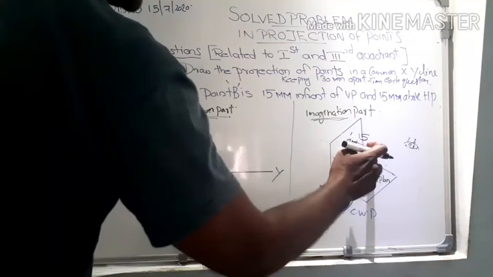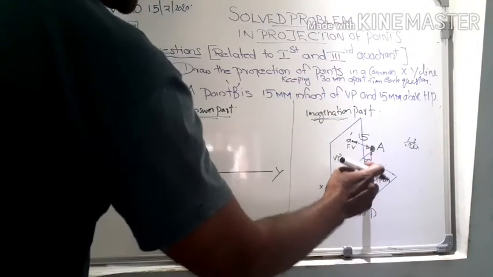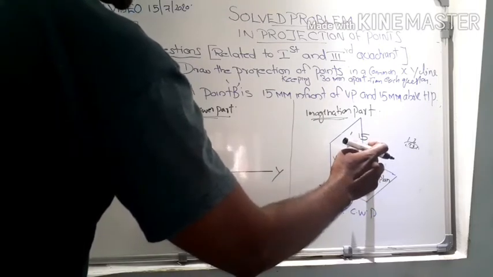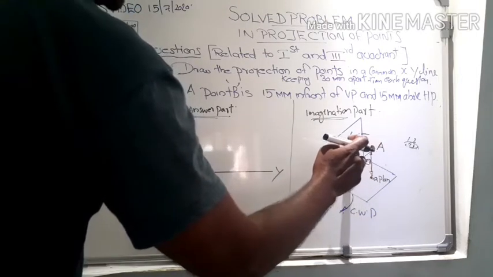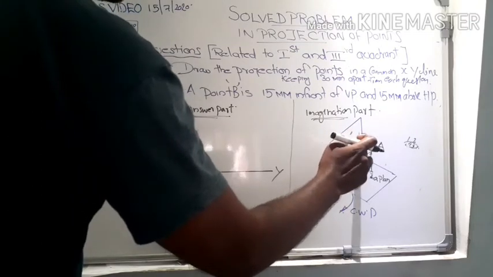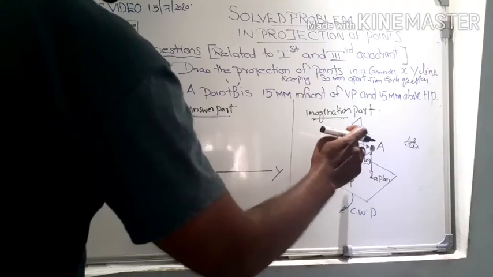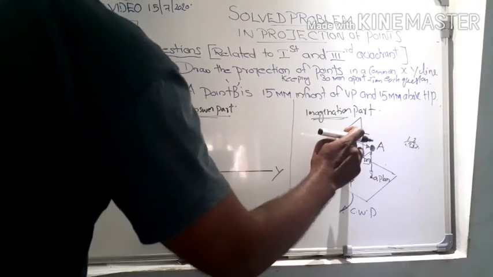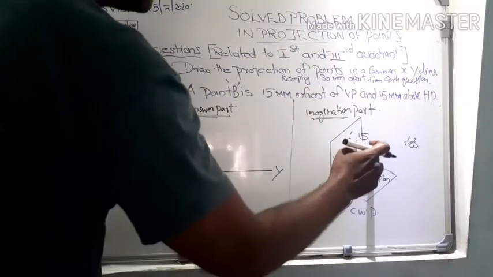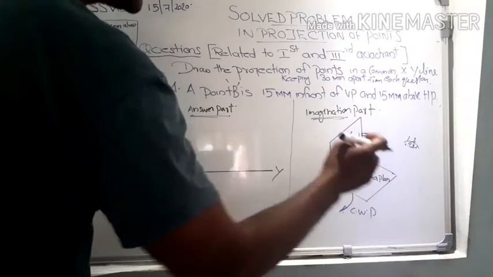Keeping the 15 mm height, the observer projects this point A towards the vertical plane. When that point touches the vertical plane, it becomes A dash, small letter a dash. Similarly, the next step is to draw its plan.